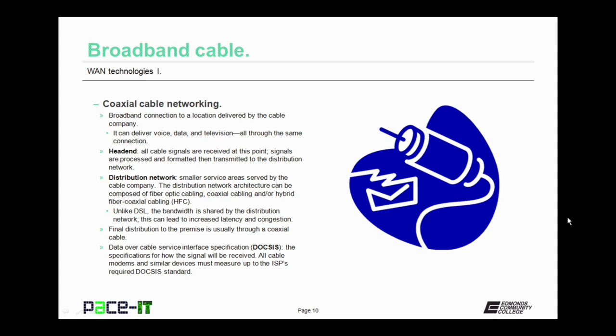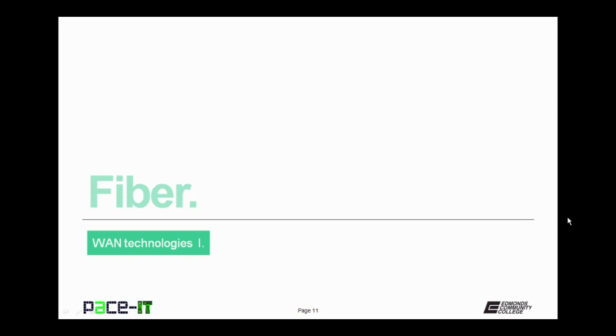The other thing that you need to know about broadband cable is that all cable modems and similar devices must measure up to the ISP's required data over cable service interface specification, or DOCSIS specification. If it doesn't measure up, you're not going to achieve the speeds that you expect. Now let's conclude with fiber.